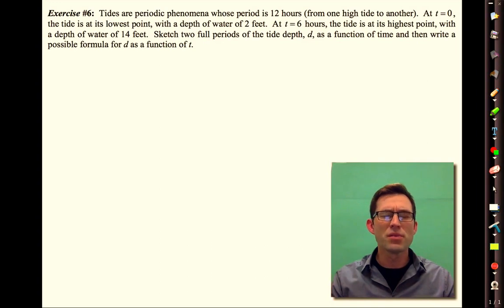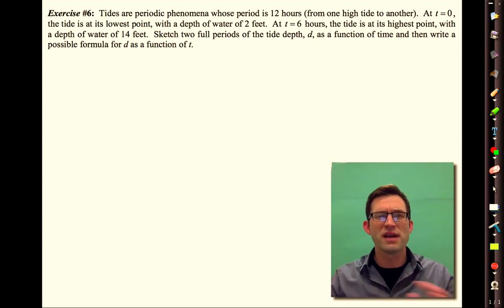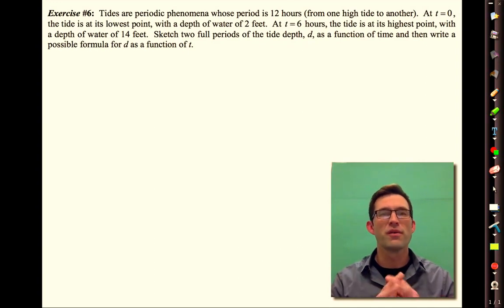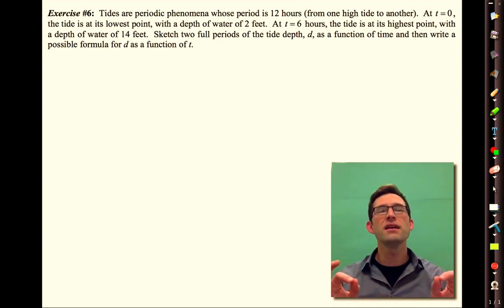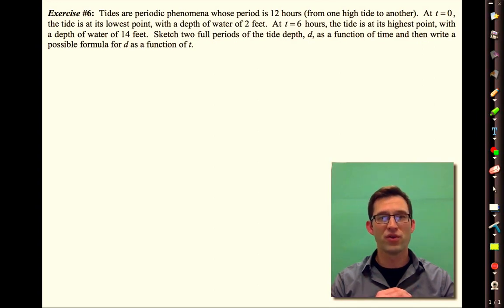So a little bit simplistic, but we're told that the tides are a phenomenon whose period is 12 hours. So from one high tide to the next high tide, exactly 12 hours. It's not actually true, but please forgive me for simplifying it. At t equals 0, we're going to say that the tide is at its lowest point with a depth of 2 feet. After 6 hours, the tide is at its highest point. Makes sense since the period is 12 hours long, at a depth of 14 feet.